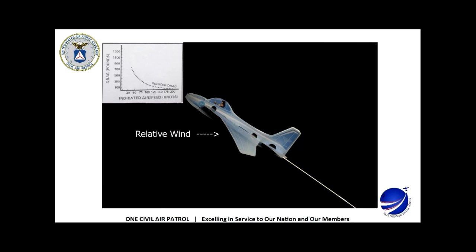Angle of attack is the angle of the wing airfoil as it encounters the relative wind. The higher the angle of attack, the higher the induced drag. Maintaining altitude in slow flight has greater induced drag than maintaining altitude in cruise configuration.